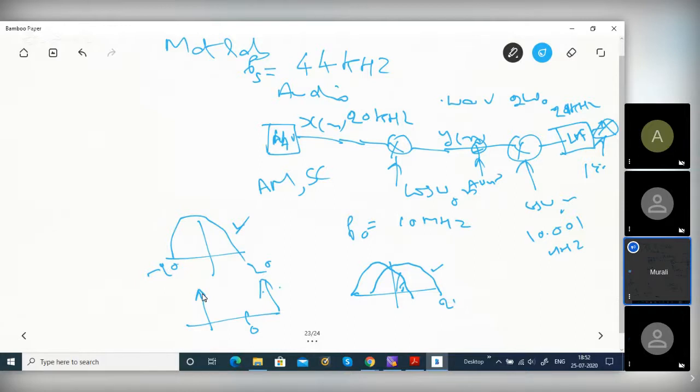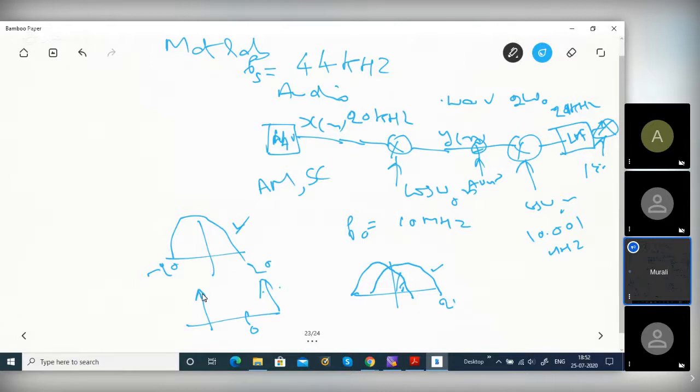Sir. But in the second case, we assume that there is a crystal tolerance. So instead of 10 megahertz, you give 10.001. You don't give exactly. Because of the 1 kilohertz offset, there is a distortion. But suppose you know that it is 1 kilohertz, you can get back the original actually by again mixing with 1 kilohertz actually.